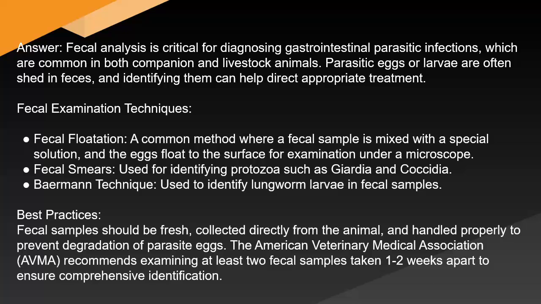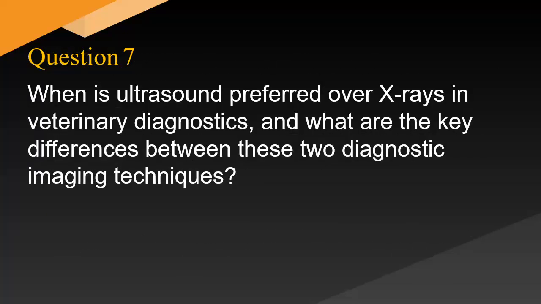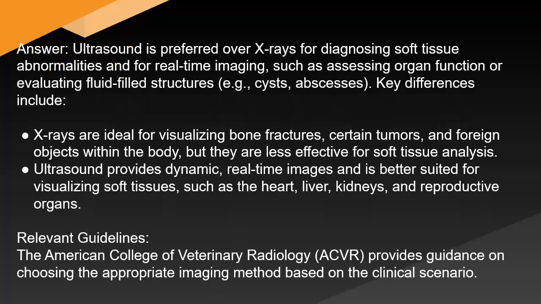comprehensive identification. When is ultrasound preferred over X-rays in veterinary diagnostics, and what are the key differences between these two diagnostic imaging techniques? Answer: Ultrasound is preferred over X-rays for diagnosing soft tissue abnormalities and for real-time imaging such as assessing organ function or evaluating fluid-filled structures, e.g.